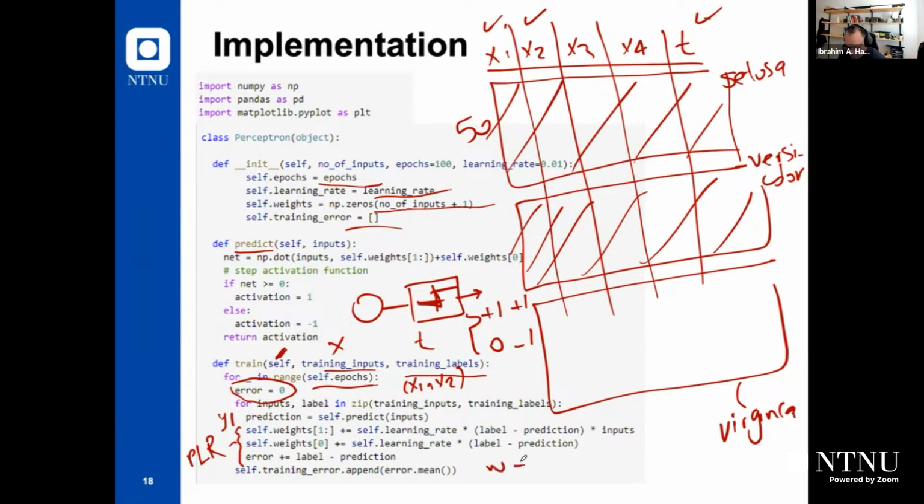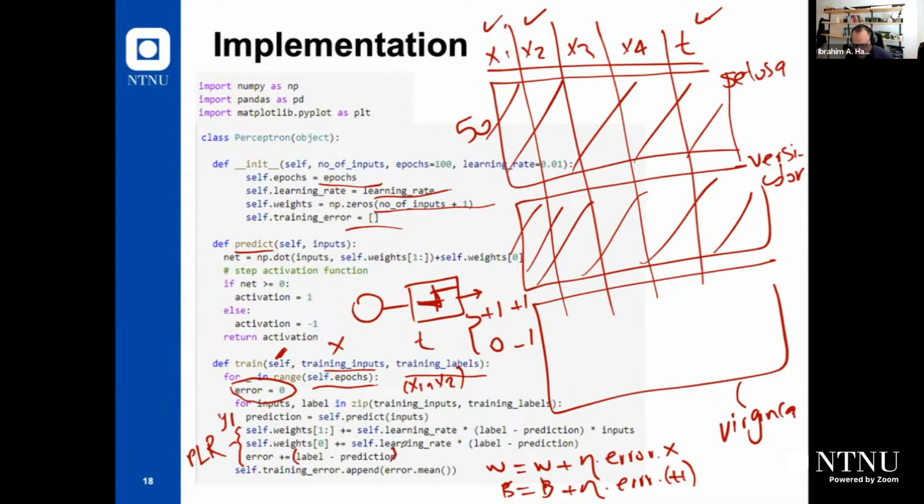It's just omega equals omega plus learning rate multiplied by error multiplied by input, which is X. That is it, just one line for omega and one line for B: bias equals bias plus eta multiplied by error multiplied by +1. If you want to combine it in one line, that's okay. After that, you just calculate the prediction error: error equals error plus label minus prediction, right?